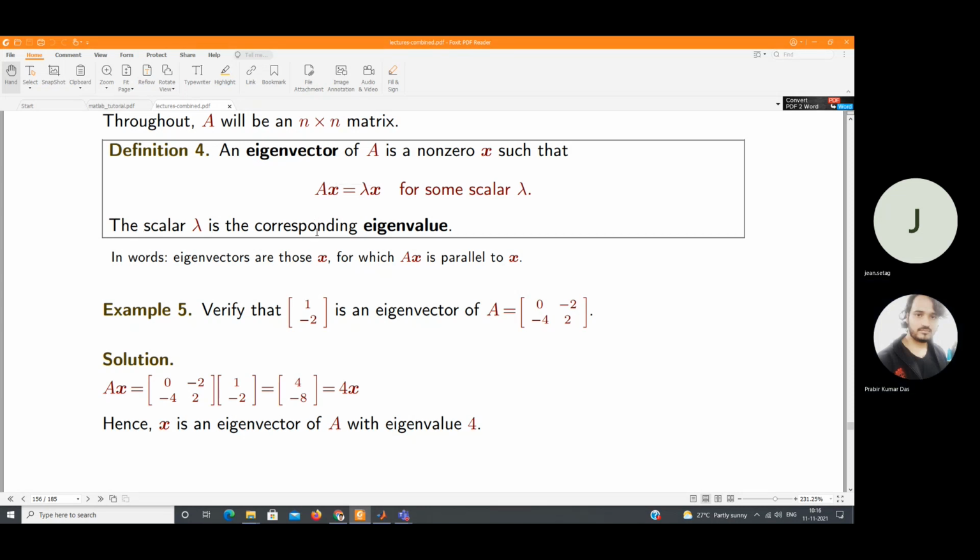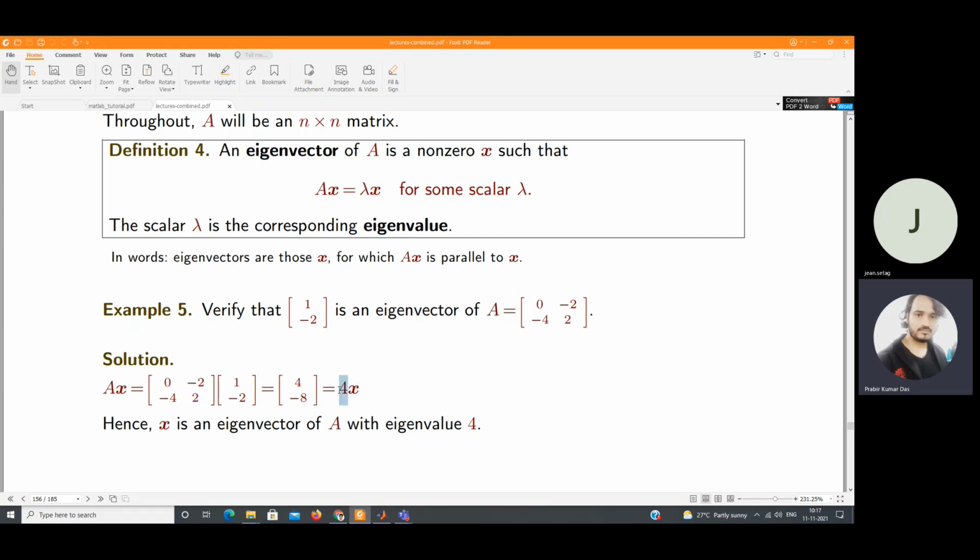Okay. So the scalar lambda is the corresponding eigenvalue. Suppose this is an example of some eigenvector. We have to check whether this is an eigenvector of A or not. So how can you check? We just use this equation. We multiply A into the eigenvector, and we get the result 4 into x.